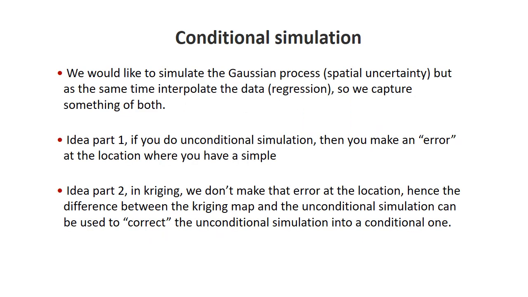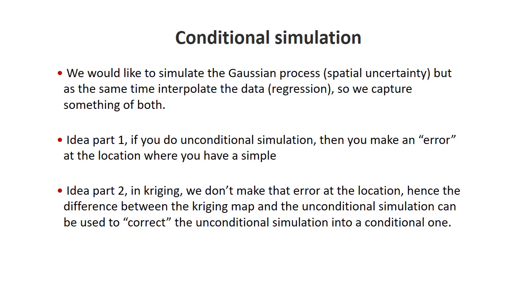Okay, so how does that work? Well, we already have an idea of how to interpolate. That was our kriging. And we have now an idea of how to create models that have certain variogram and histogram. So that also means that if I take the first idea, namely do what's called unconditional simulation, that looks all great in terms of variogram and histogram, but at the location of the data you make an error. So the idea in part 2 is that in kriging we don't make an error at those locations, but we have a problem with the reproduction of the statistics.